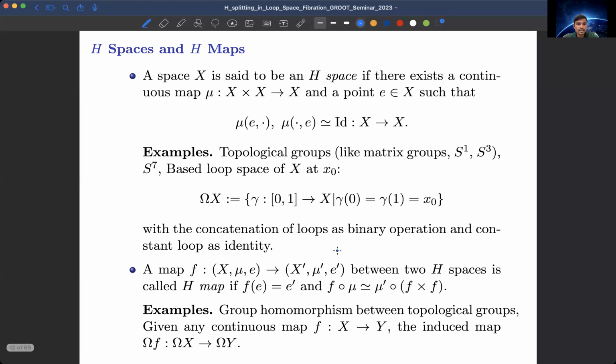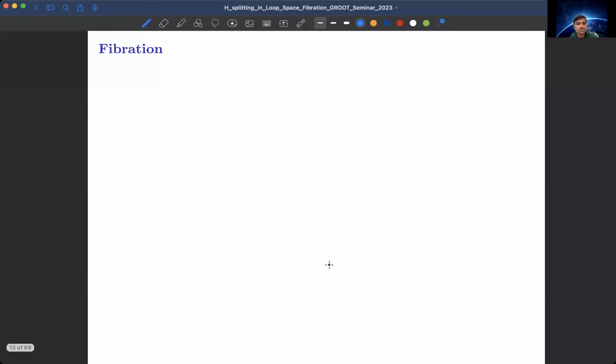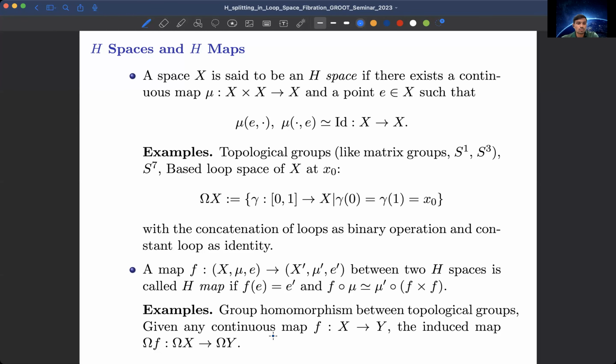And similarly, if I consider two topological spaces X and Y and any continuous map f between those two, then at the base loop space level, we have an induced map Ωf from ΩX to ΩY, and that is always an H-map. The map is defined like this: if I have, let's say, γ here, then Ωf of γ is just f composed with γ. So the induced map respects the concatenation map here.